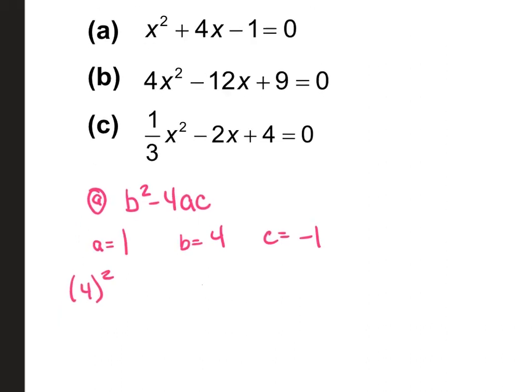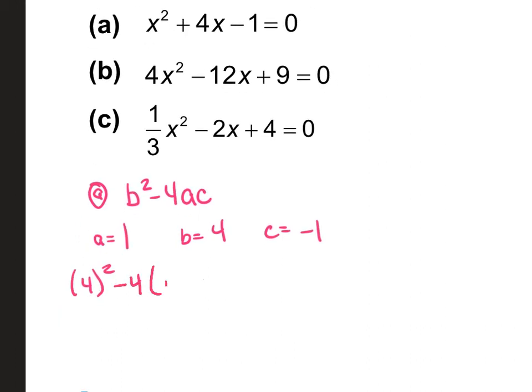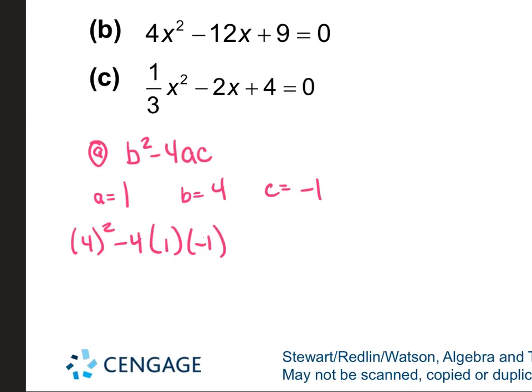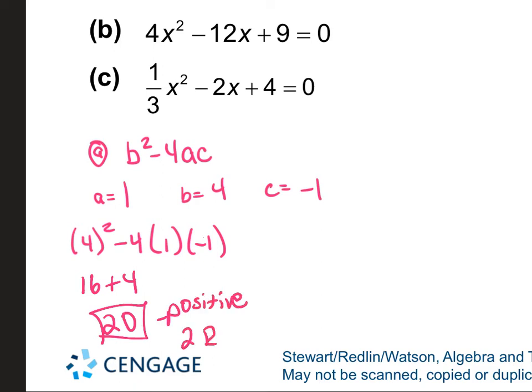So I have B squared minus 4 times A is 1, C is negative 1. So B squared is 16. What's negative 4 times 1 times negative 1? Positive 4. So I get the number 20. 20 means nothing to me, the value of 20. But 20 is what kind of a number? Positive, negative, or 0? Positive. It's positive, so that tells us we have 2 real solutions. That would be the answer to this question.